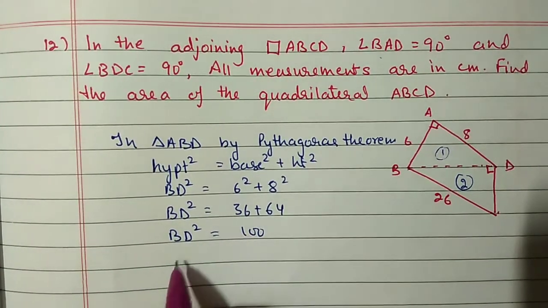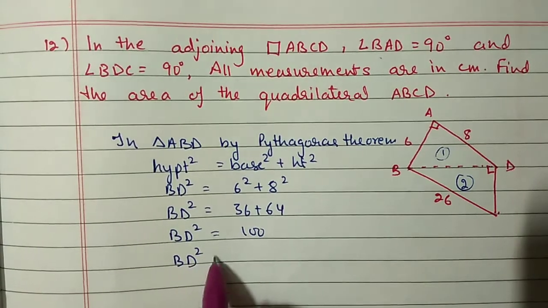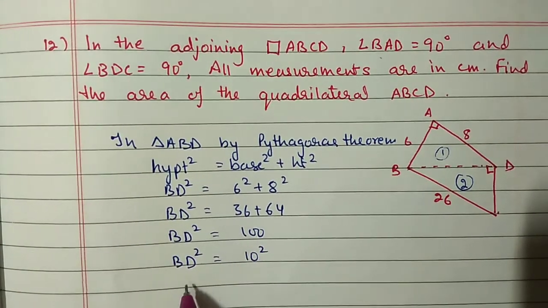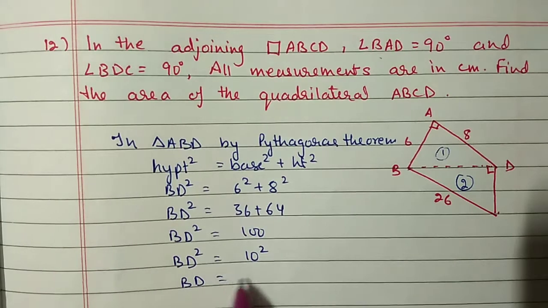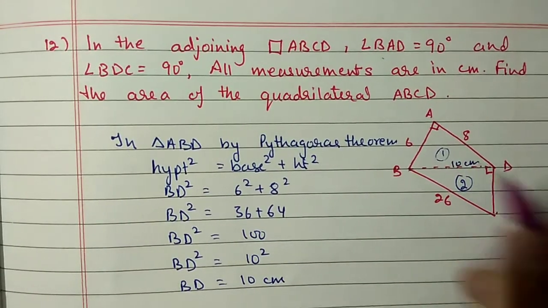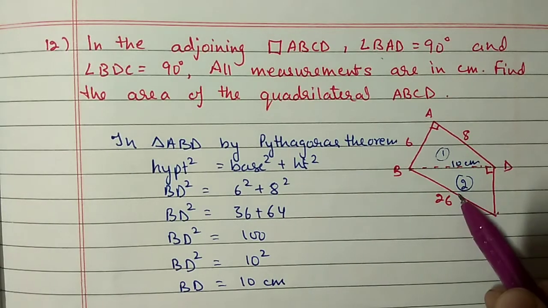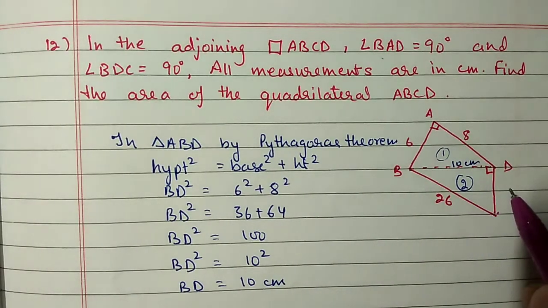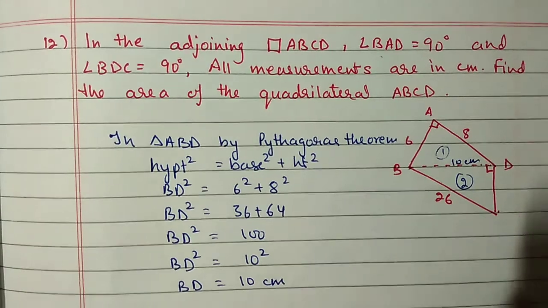And this 100 we can write as 10 square. So BD square is equal to 10 square. So the value of BD is 10 centimeter. It means this side we got 10 centimeter. Now with the help of this and this, again using Pythagoras theorem, we can find out this third side.